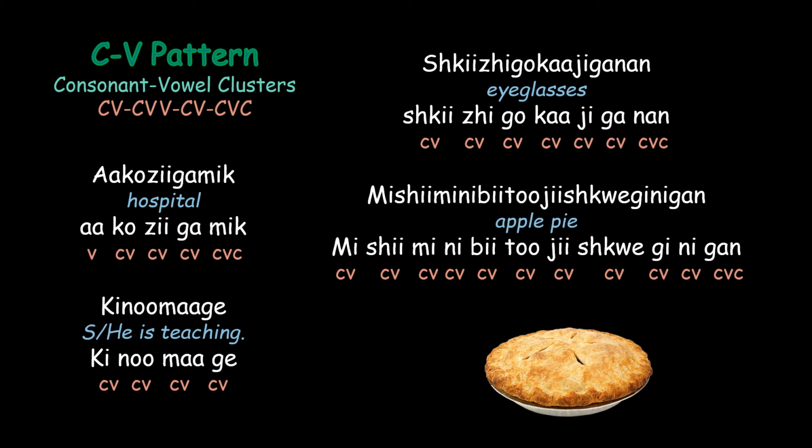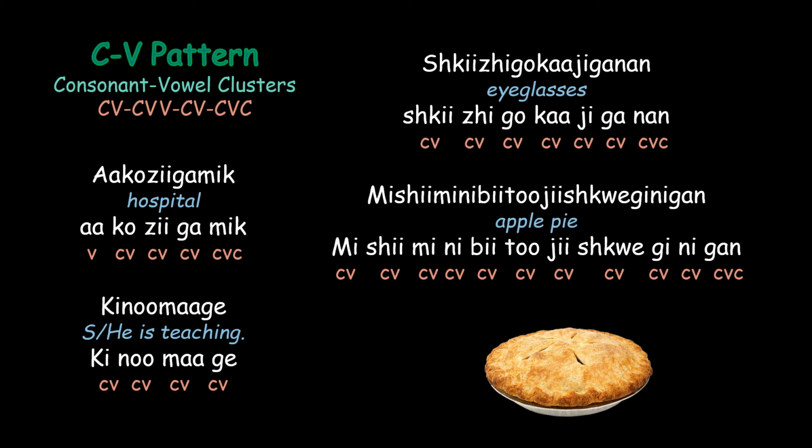The next word is a little bit longer. Shki, je, go, ka, je, ga, nun. Eyeglasses. Shki, je, go, ka, je, ga, nun.